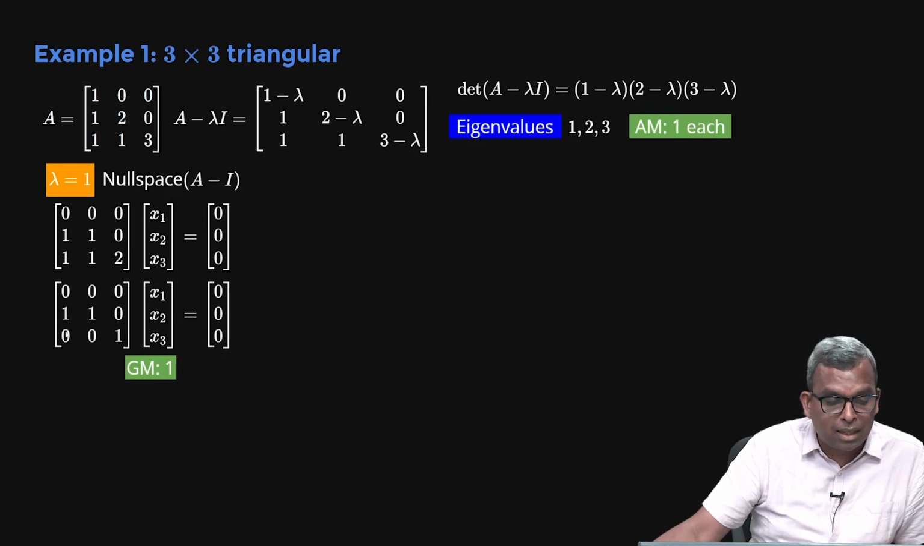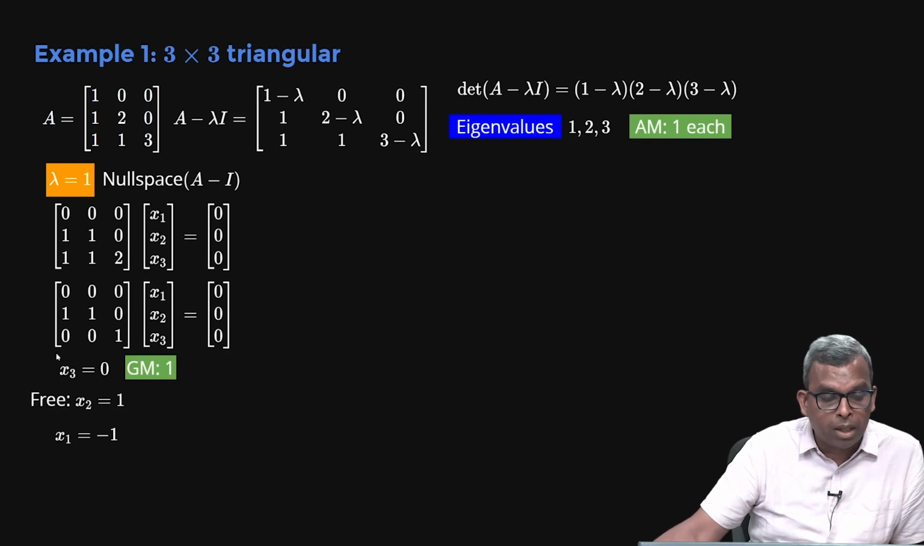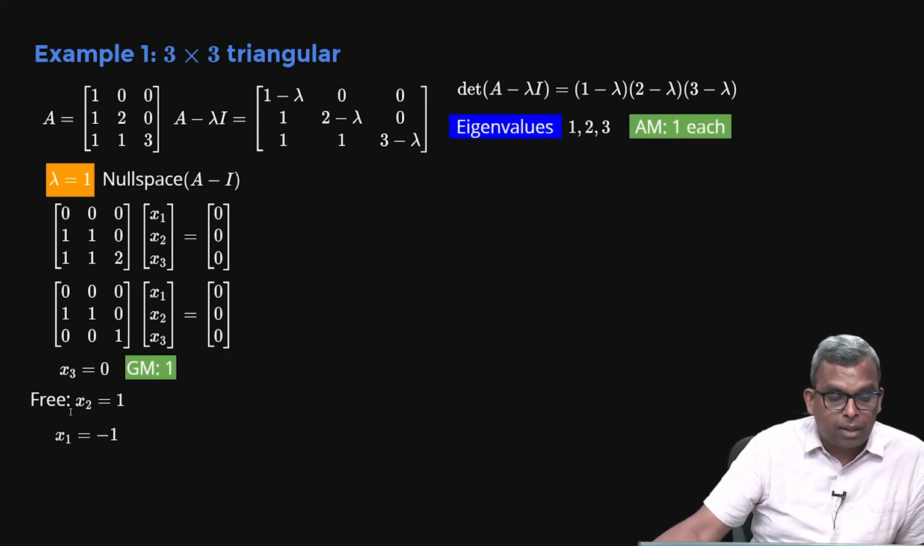First thing you notice is that x3 is determined explicitly, right? So x3 becomes 0. That comes out because of this, and then out of x1, x2 you can pick one of them freely. I will pick x2, and the free variable you take as 1 to get the basis, and that will give you x1 is minus 1. Okay, so this is the way to solve it.